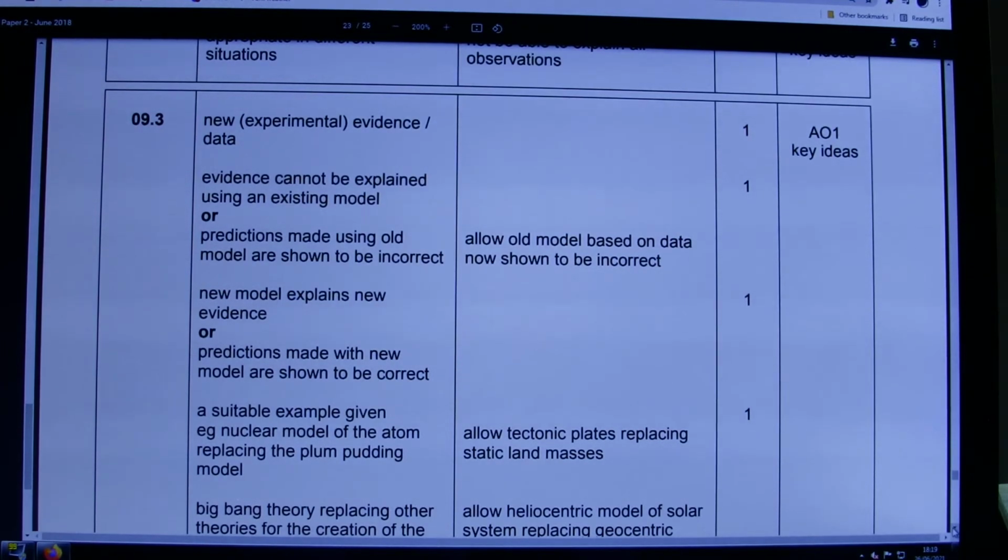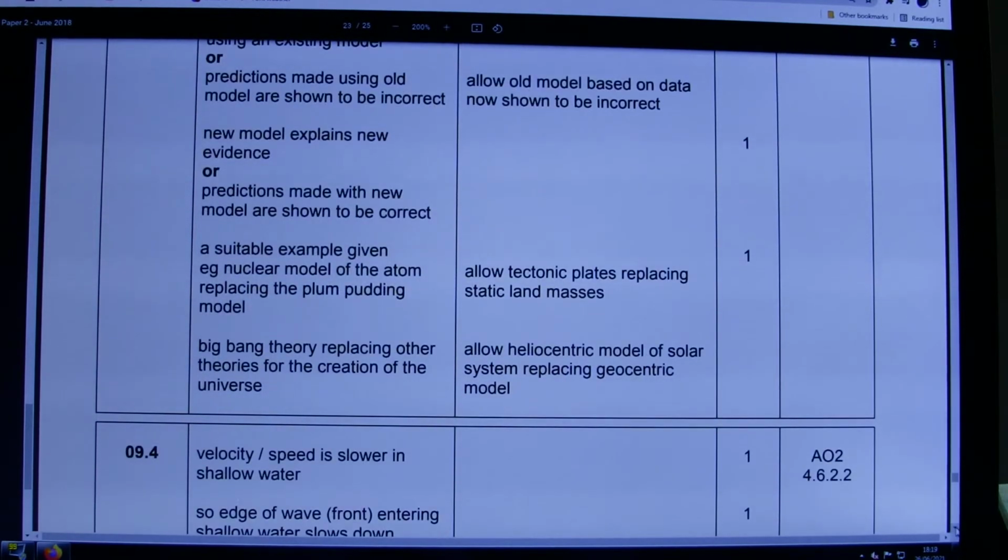No, shown to be correct isn't enough. It has to be more predictions are shown to be correct when made with the new model than made with the old one, or they're shown to be more accurate than with the old one. A suitable example given, e.g. nuclear model of the atom replacing the plum pudding model. Allow tectonic plates replacing static landmasses.